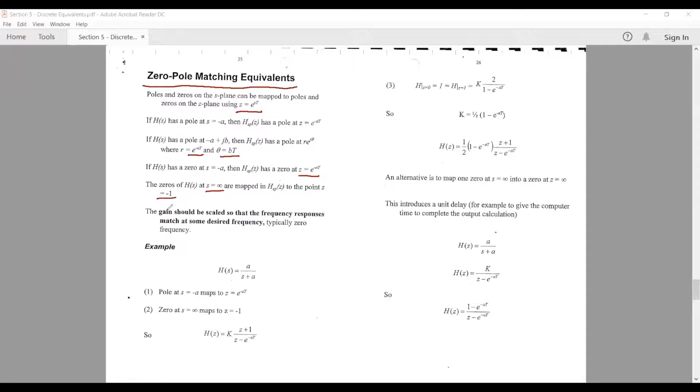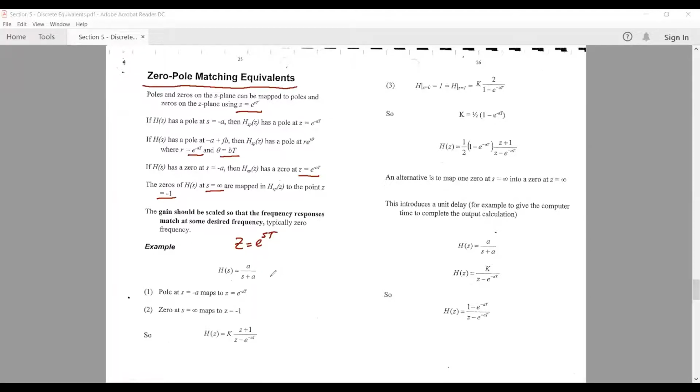The gain should be scaled so that the frequency responses match at some desired frequency, typically zero frequency. So what we do in this case is set s to 0 and then match the result by setting z to 1, because in the equation z = e^(sT), if s is 0 then z will be 1.